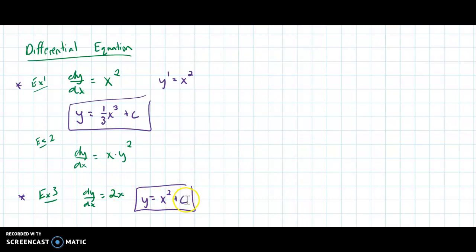If I've solved for a c, which is something that we've done in this class, then I have a particular solution. So say for example, I had the parabola x squared plus 8. That would be a particular solution to this differential equation. y equals x squared plus c is the general one because it contains all particular solutions.